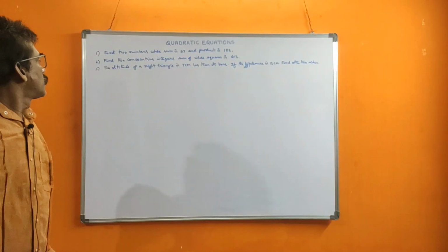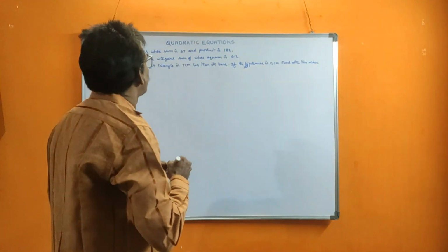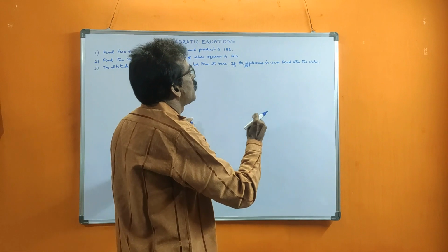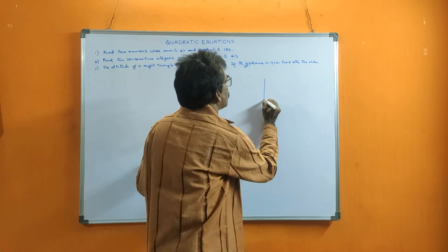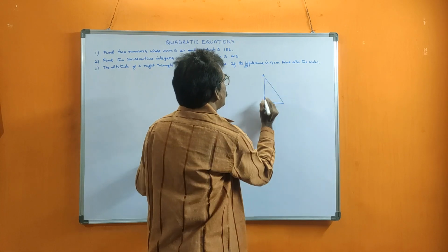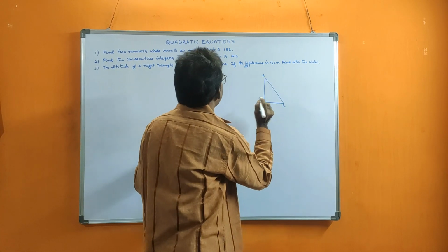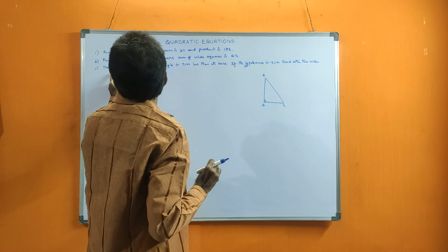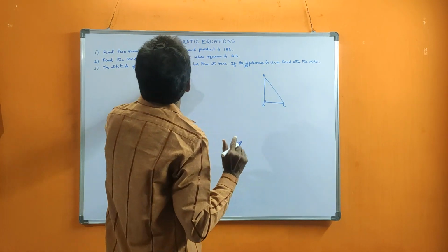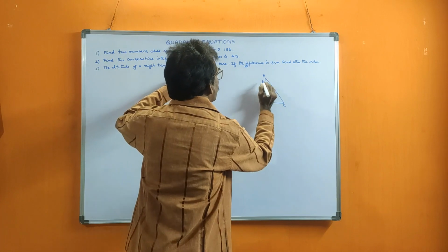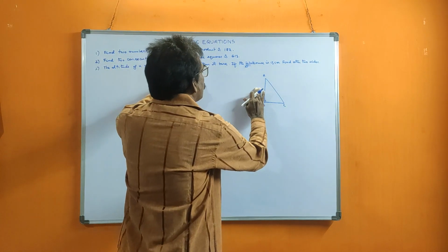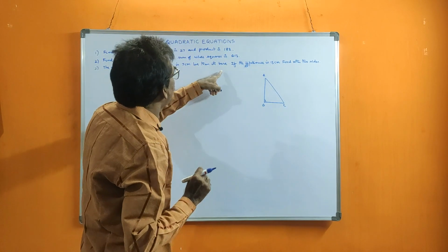Now: the altitude of a right triangle is 7 cm less than its base. The hypotenuse is 13 cm. Find the other two sides. Suppose let there be a right angle triangle. You give it in a right angle triangle, you name it, here suppose the right angle. Let this be the given triangle. Altitude means what? This one is 7 cm less, altitude is 7 cm less than its base.